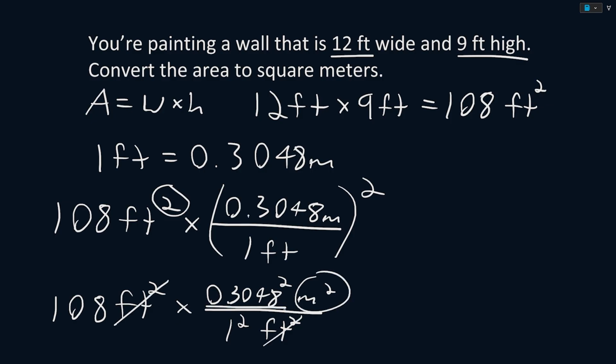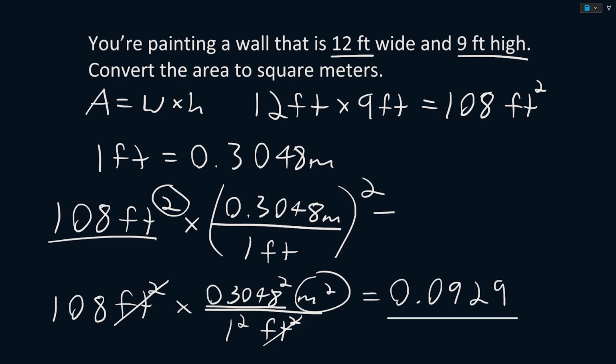And 0.3048 squared is equivalent to 0.0929. So to solve this, we multiply 108 by 0.0929 to give us that the area of our wall is approximately 10.03 square meters.